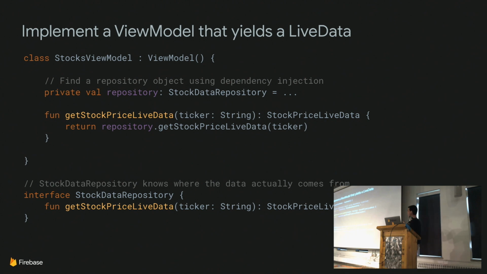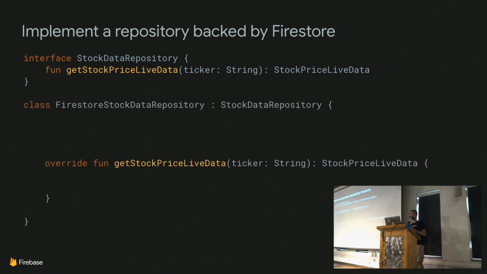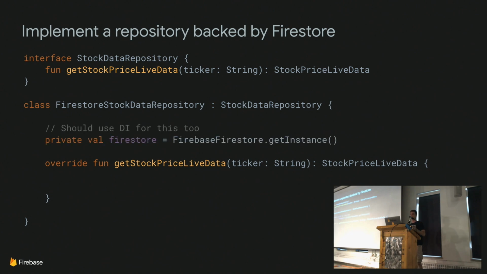So right now we have a very, very simple view model. All it does is expose one single method which delegates to the repository the responsibility of creating this live data object. So how do we implement this interface? Well, for Firestore, we can create a subclass, create an implementation that implements the interface, create that method that's part of the interface, and then reach into Firestore.